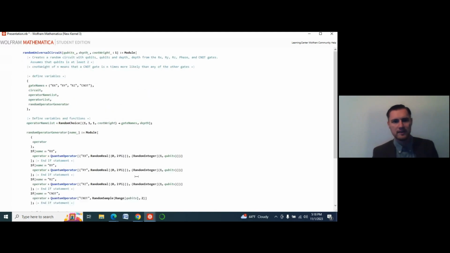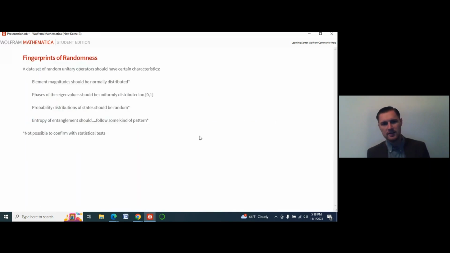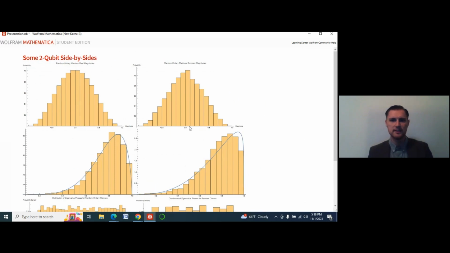They should all match up. And spoiler alert, well, they don't really match up. Remember that it takes many of these types of operations to approximate a random unitary operator. So it's kind of hard to actually get things to match up. So here's what I did at the summer school. These are 2-qubit situations.